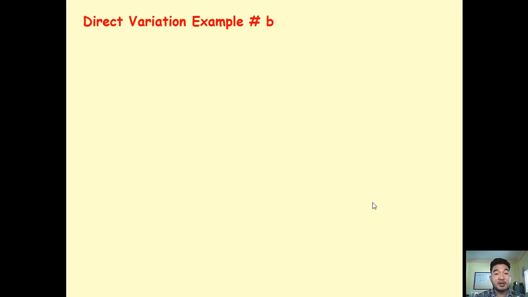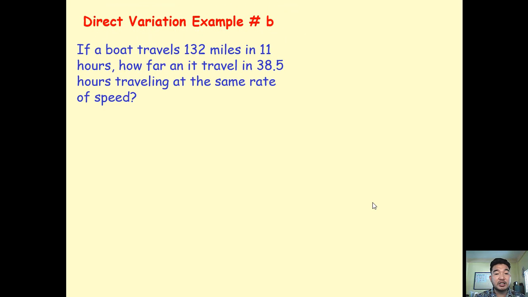Direct variation example, letter B. If a boat travels 132 miles in 11 hours, how far will it travel in 38.5 hours traveling at the same rate of speed? Ayan, meron daw isang boat, nakaha 132 miles siya in 11 hours. Gaano kalayo yung matatravel niya kapag siya ay nagtatravel ng 38.5 hours at the same rate of speed.